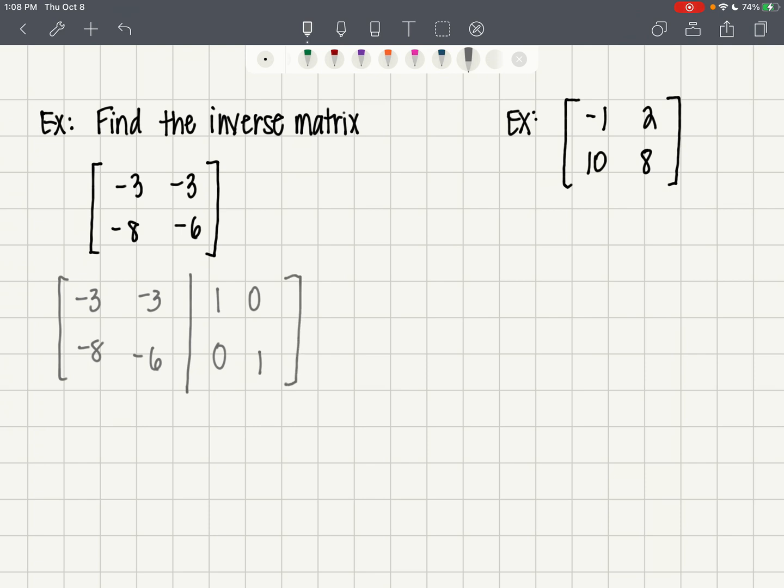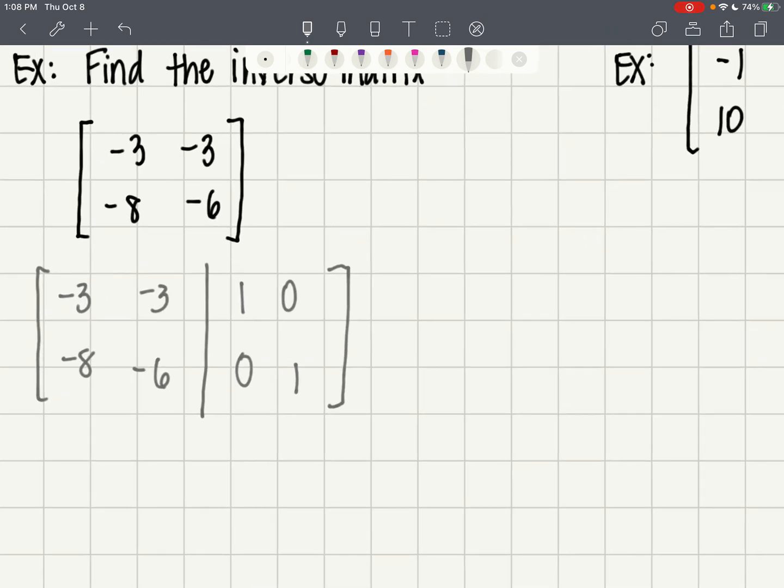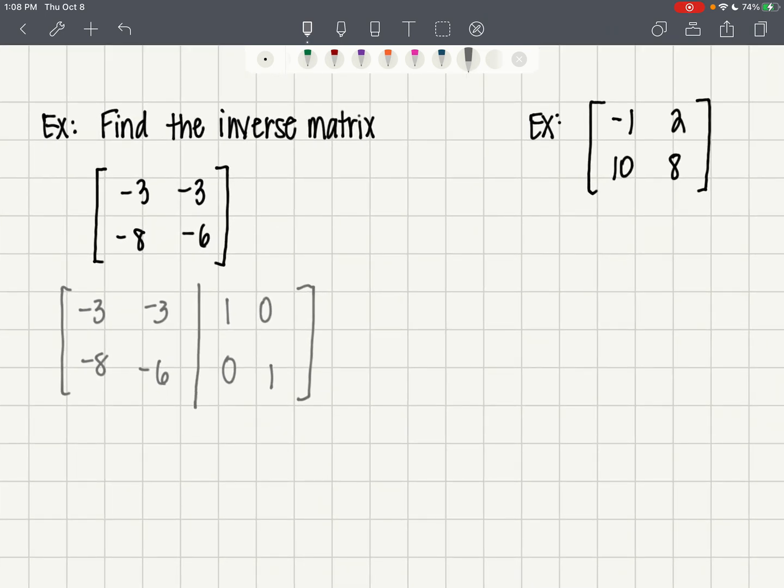Now, identity matrices can be formed by any square matrix. So any square matrix in which the number of rows is equal to the number of columns, just in case you were wondering. Okay, here we go.